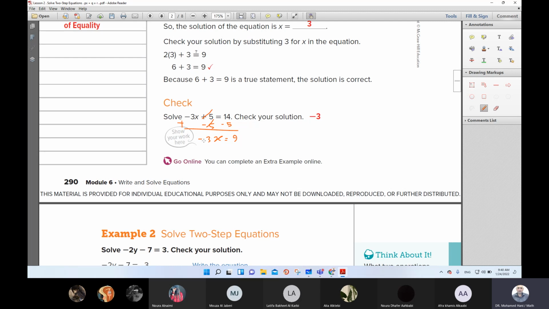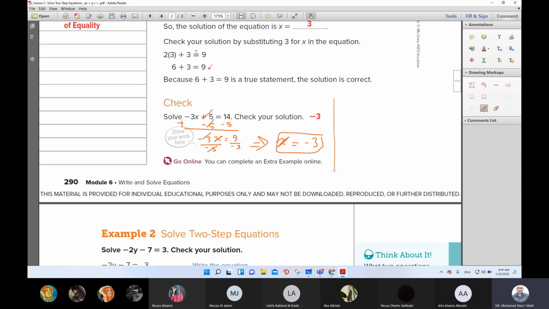Then we want to remove the coefficient, negative 3. You can divide the two sides by negative 3. Negative 3 divided by negative 3 will be 1, x means x. And 9 divided by negative 3 will be negative 3. So the solution will be x equal negative 3.